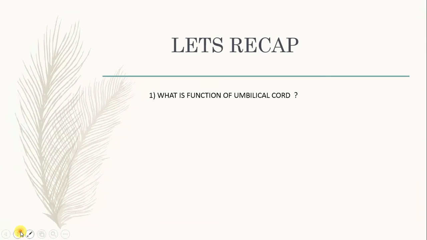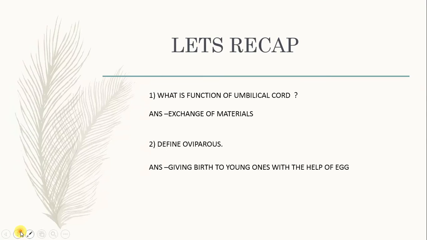What is the function of the umbilical cord? It is the exchange of material between the mother and the fetus. Define oviparous. Animals that give birth to young ones with the help of the egg are called oviparous. Which antibody is present in the colostrum? It is immunoglobulin A.